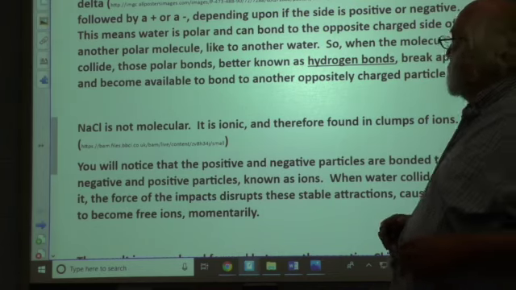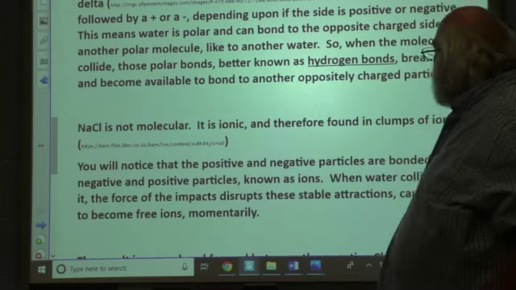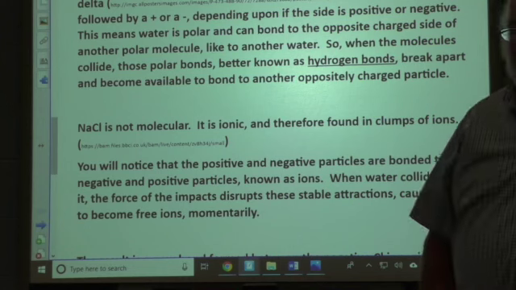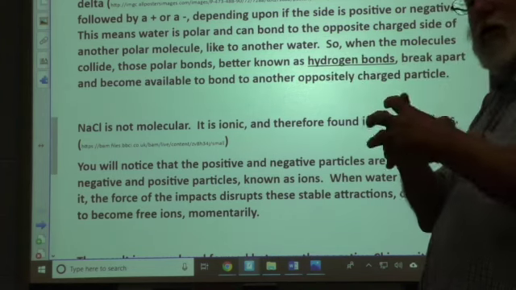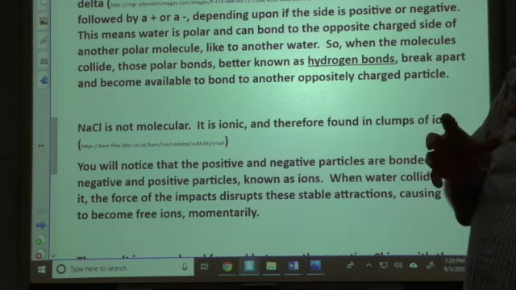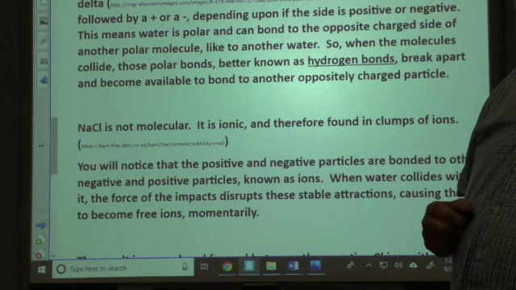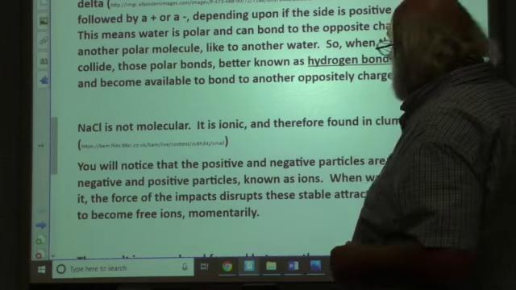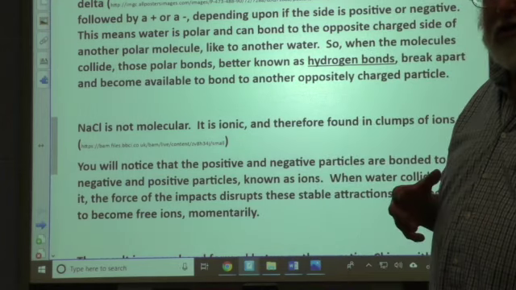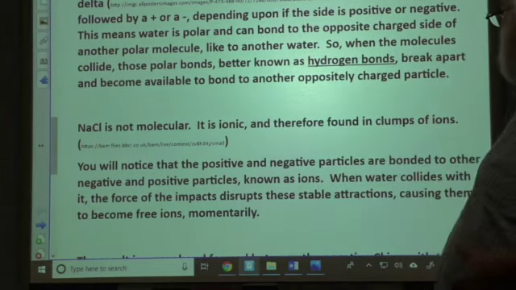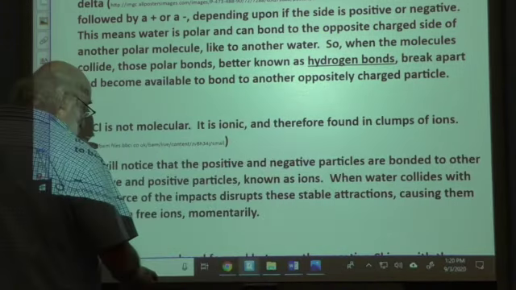Okay? They're polar bonds, better known as hydrogen bonds, and they break apart and become available to bond to another oppositely charged particle. So when something collides with the water, all those bonds we saw there, because they're kind of tentative in their own way, not like ions, which are really strong, they break apart. Sodium chloride, however, is not a molecule. We find sodium chloride in clumps. It is ionic. In fact, you can find it here.